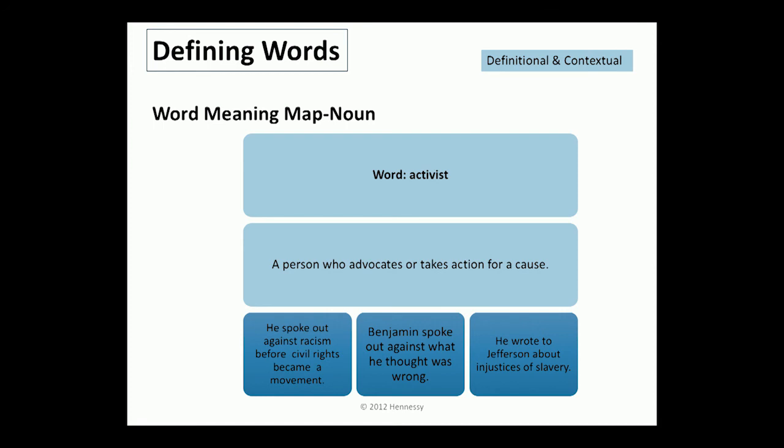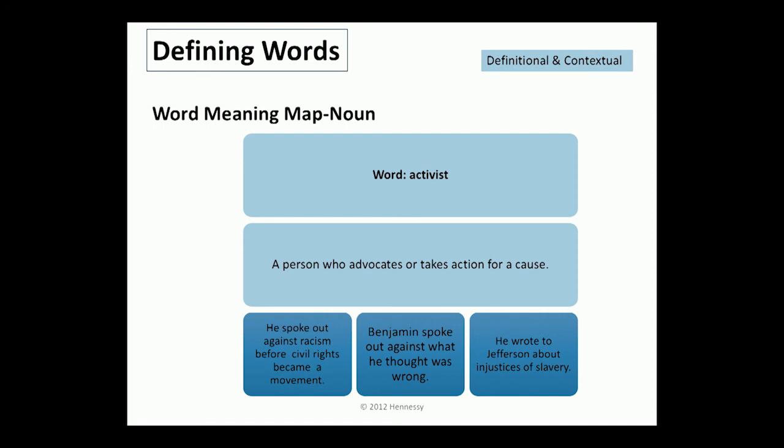So an activist, a person who advocates or takes action for a cause. And then here are some examples. Now, these are not the exact words that are in Benjamin Banneker, but they're examples of what he did. So what did he do? He spoke out against racism before civil rights became a movement. He was a pretty brave guy, let me tell you.